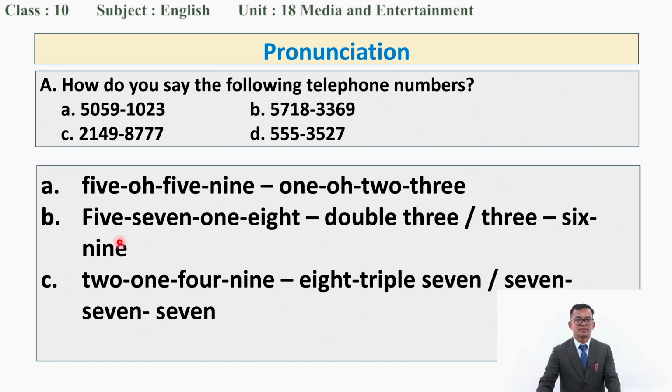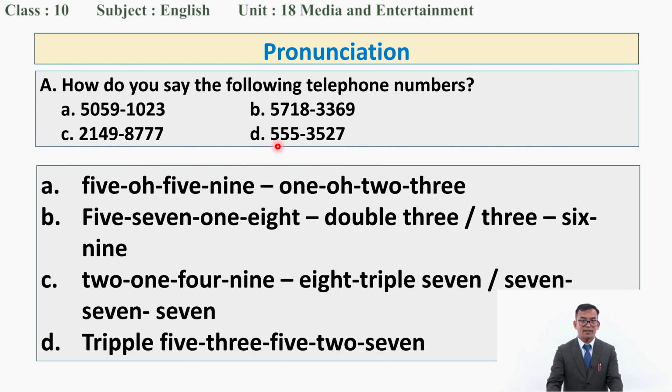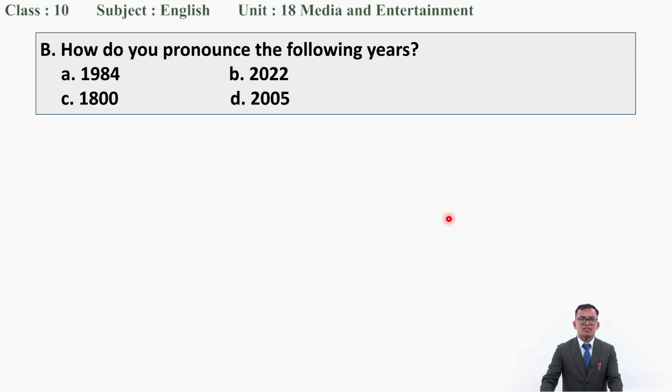What about next? 2149 8777, or you can say 777. What about next? You're right. 555 3527. Please do not say 55.5 or 35.27, something like that. All right, good. Next, can you read for me, please?